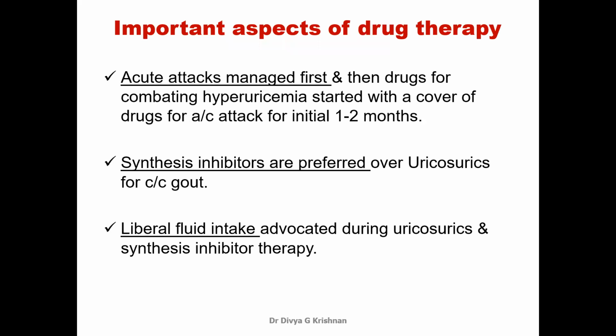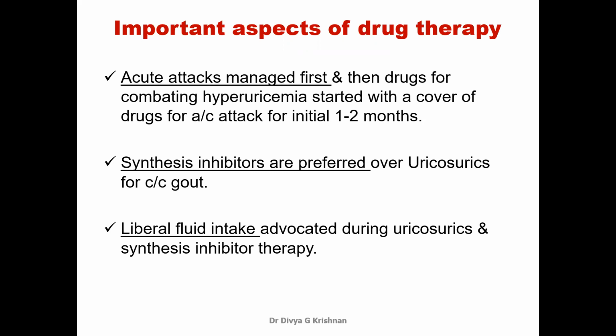Now, a slide about the important aspects of drug therapy. So always remember that acute attacks are managed first with the help of NSAIDs, colchicine, or corticosteroids if it is not responding to NSAIDs and colchicine. And these drugs, NSAIDs in particular, are started with a high dose and they are continued at a lower dose for a few months before the drugs for chronic gout take their action.